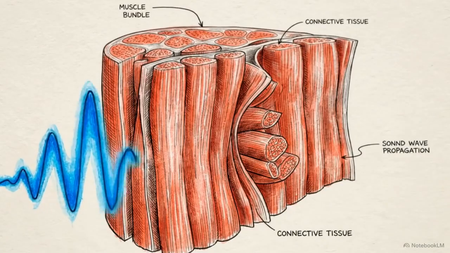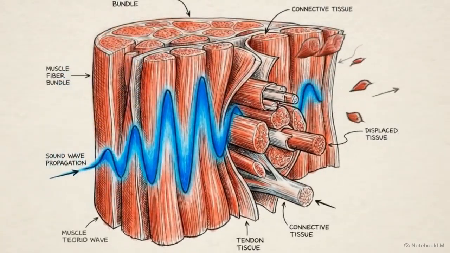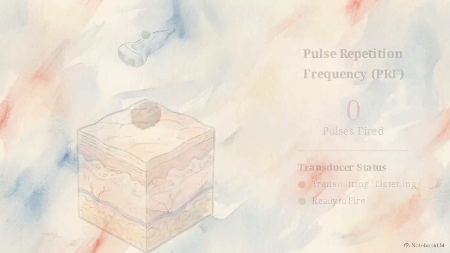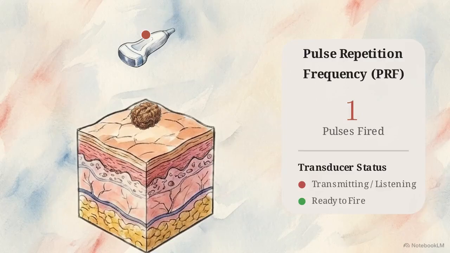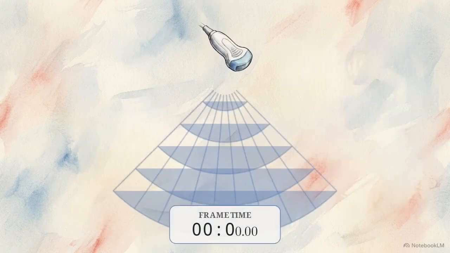The absolute ceiling for this frame rate is unchangeable. It is the physical speed of sound traveling through human tissue. This timing is the pulse repetition frequency, or PRF, the rate of pulses transmitted per second. The machine operates on a strict wait time rule. It cannot transmit a new pulse until it receives the previous echo. Scanning deeper targets increases the round-trip distance, forcing the PRF to drop. Widening the sector width forces the machine to fire across more space, requiring more time per frame.